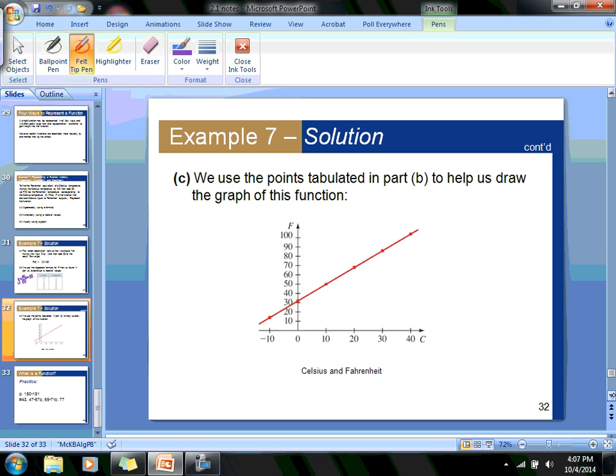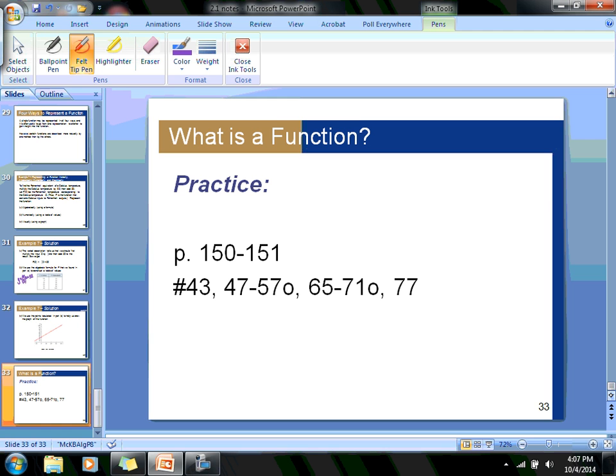So we didn't have to do too much actual work for that example, but in your homework you will have some problems where they want you to do all 4 representations of a function, or 3 or 2. So there's your practice problems that you can work on. And if you have any questions, come on by and see me before school.